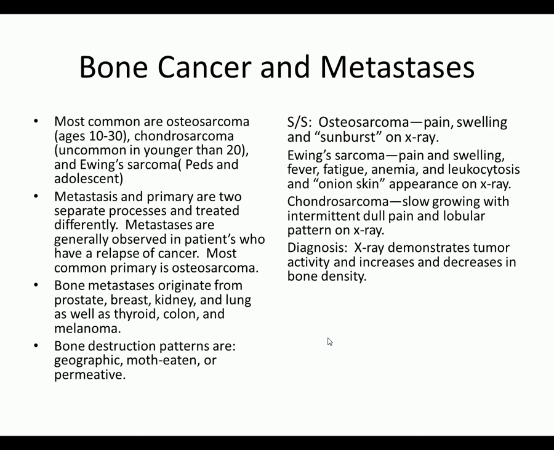Ewing's sarcoma presents with pain and swelling. It will also have an increased ALP level on the labs. They have fever, fatigue, anemia, and leukocytosis. The tumor has an onion skin appearance on x-ray.